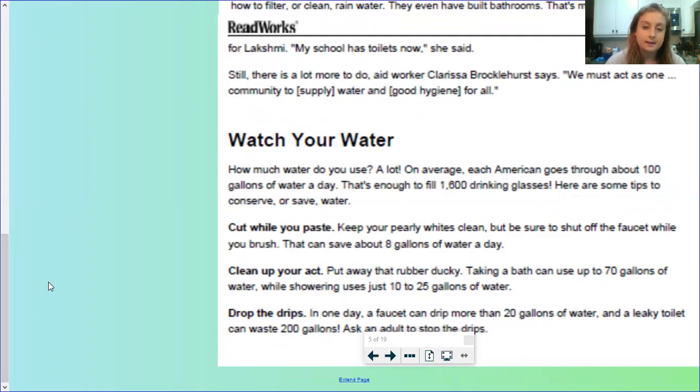Cut while you paste. Keep your pearly whites clean, but be sure to shut off the faucet while you brush. That can save about 8 gallons of water a day. Clean up your act. Put away that rubber ducky. Taking a bath can use up to 70 gallons of water, while showering uses just 10 to 25 gallons of water. Drop the drips. In one day, a faucet can drip more than 20 gallons of water, and a leaky toilet can waste 200 gallons. Ask an adult to stop the drips.